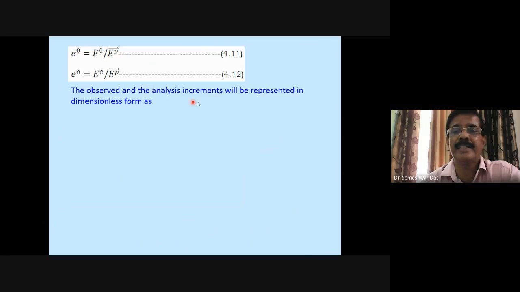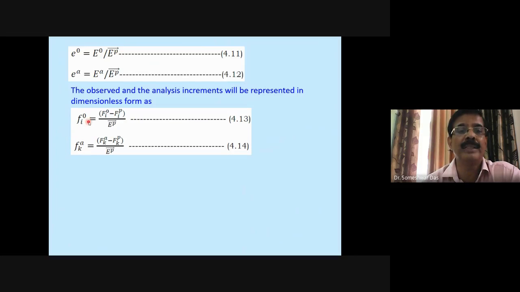The observed and analysis increments will be represented in the dimensionless form. FIO is equal to FIO minus FIP divided by EP, and FKA is equal to FKA minus FKP divided by EP. So these are the analysis increment and observational increment. This is observational increment and this is analysis increment.